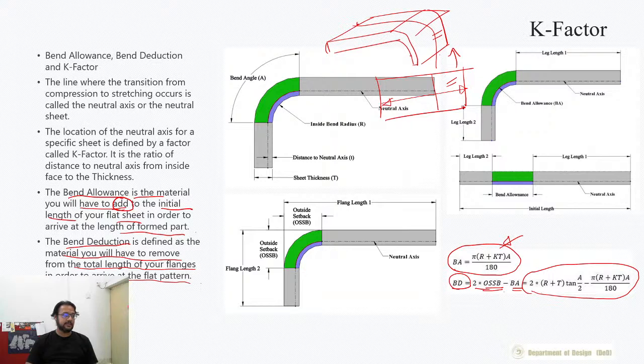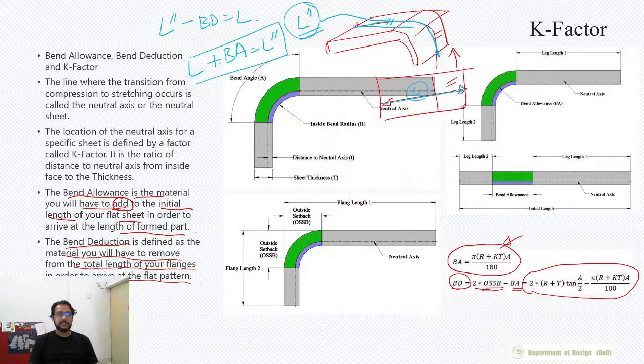So this line over here that you see, let me take another color. Imagine this length is L double dash. How much would you have to deduct from this length to arrive at the length of this blank? Let's say this is L. So L double dash minus bend deduction is equal to L, and L plus bend allowance equals L double dash. So this is the basic idea of these two terms.